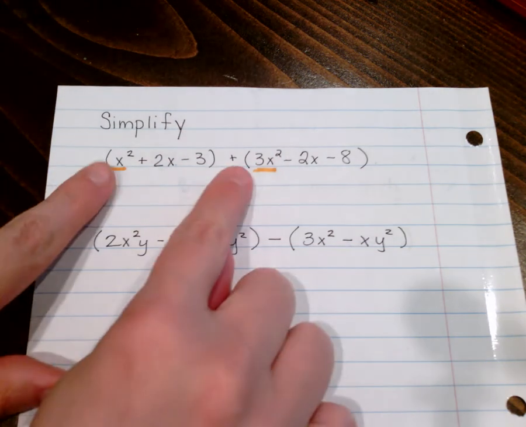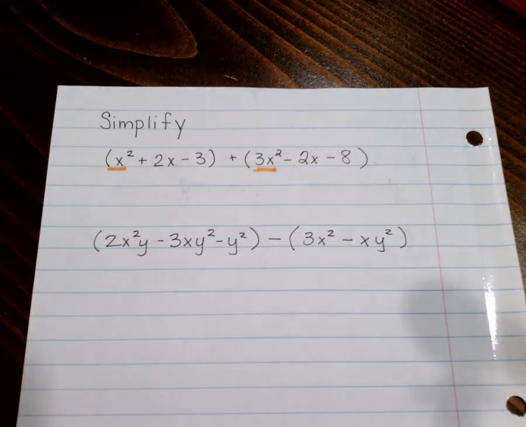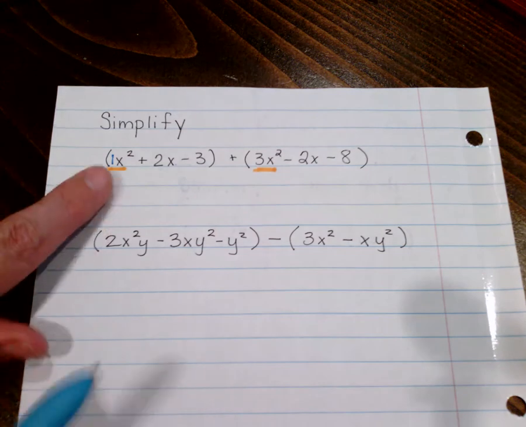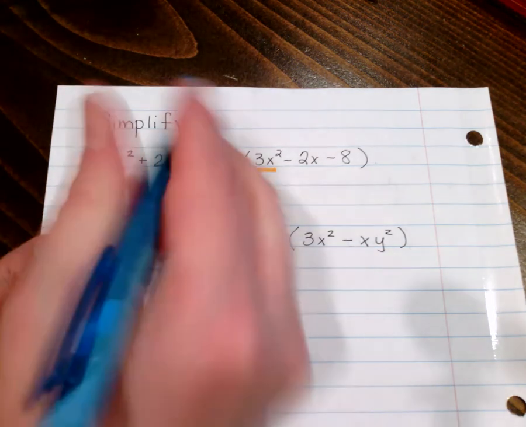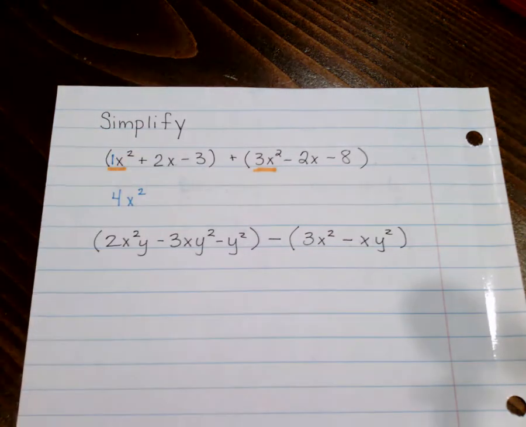So what we're going to do is add the numbers in front. You may look at this one and say, well, it doesn't have a number in front, but it's understood to have a 1 there. So you have 1x to the second plus 3x to the seconds, and that gives me 4x to the seconds. Notice that I did not add the exponents. I left the exponents as they were.